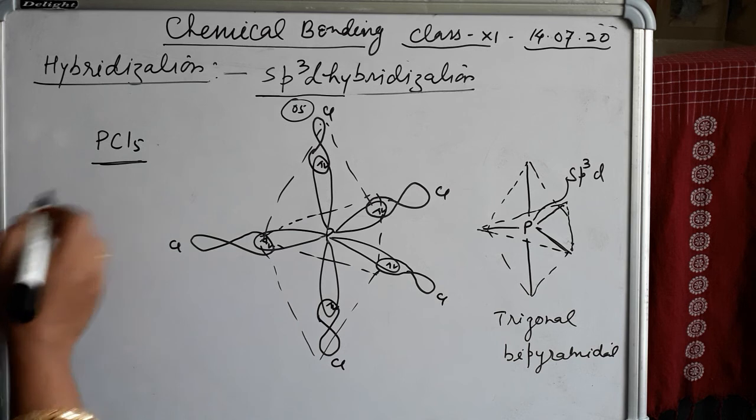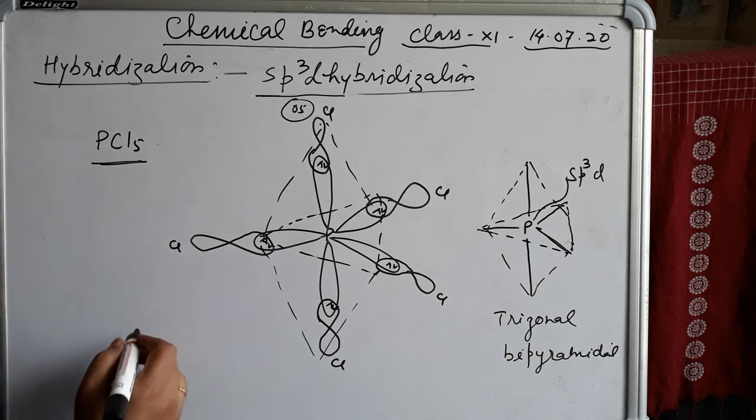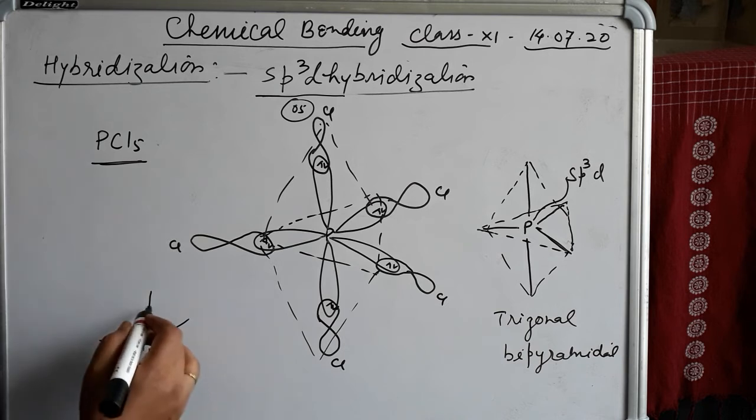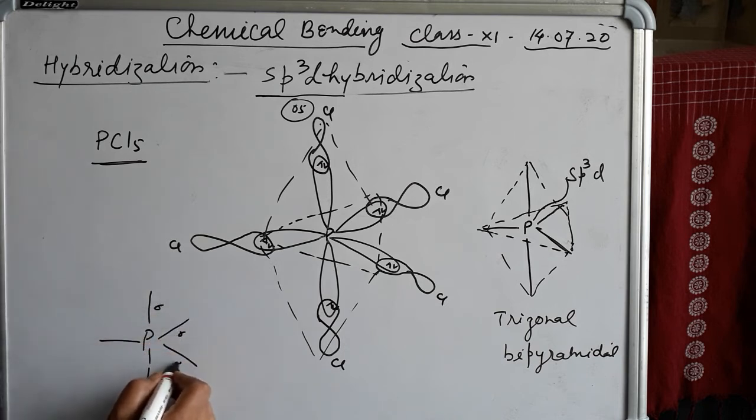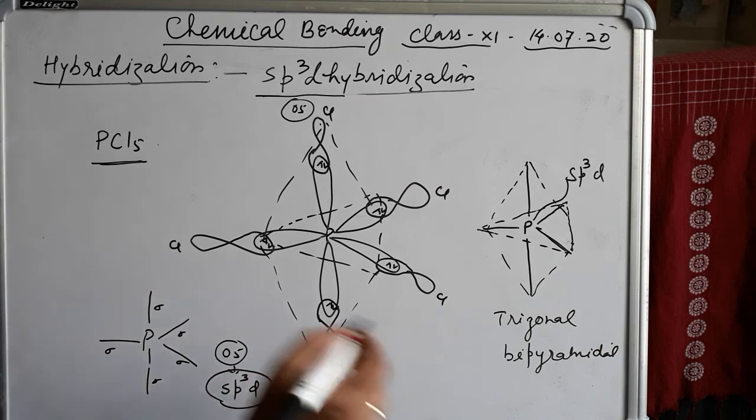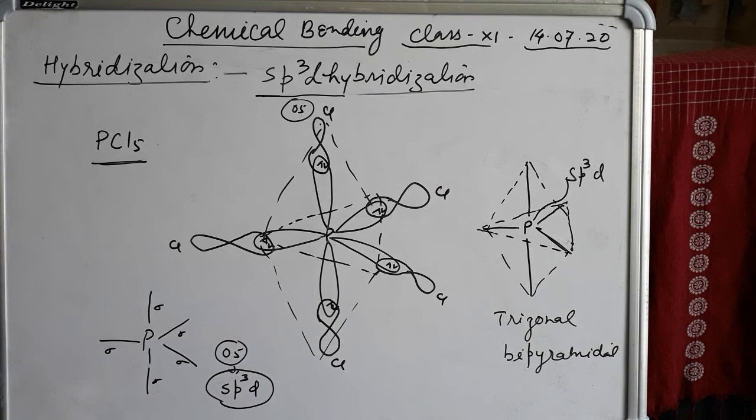So how can we find the hybridization of phosphorus in PCl5? Simply we count the number of sigma bonds. The total number of sigma bonds is 1, 2, 3, 4 and 5, and no lone pair is here. So 5 sigma bonds means a total of 5 orbitals: 1 s, 3 from p and 1 from d. So hybridization becomes sp3d. Whenever the hybridization is sp3d, its shape is fixed. The shape will be trigonal bipyramidal.